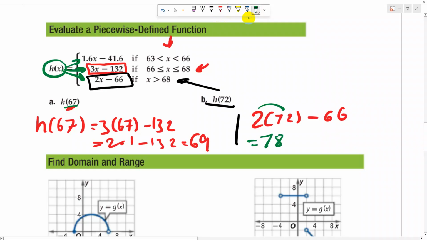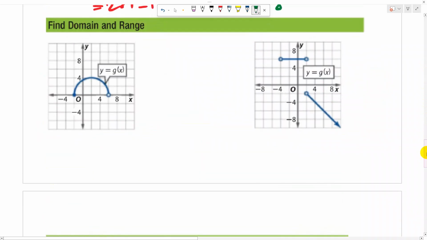Let's check it one more time. Okay, this is 144 minus 66. Yeah, 78. Okay, next we need to find the domain and range. And this is from the graph, not algebraically. So we need to find domain and we need to find range. Remember this.